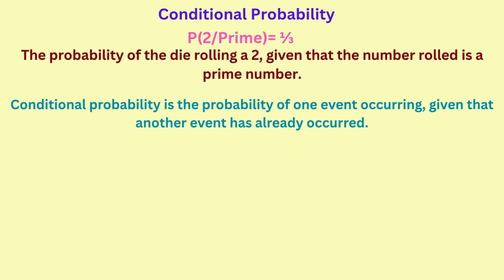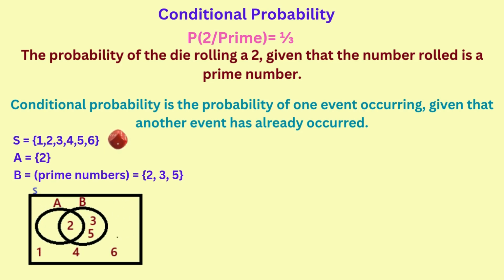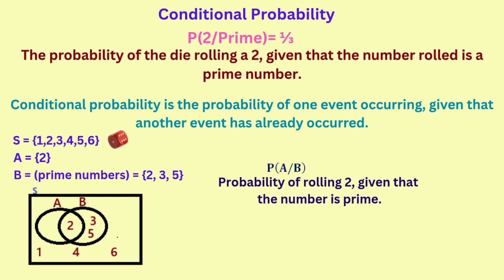In this example, we could let A be the event that a 2 is rolled, and B the event that the number rolled is a prime number, so set B would have the numbers 2, 3, and 5. A Venn diagram can be used to represent the sets. The probability of A given B would mean the probability of rolling a 2, given that the number rolled is prime. Notice the formula for conditional probability.